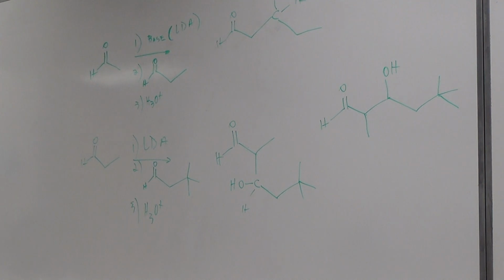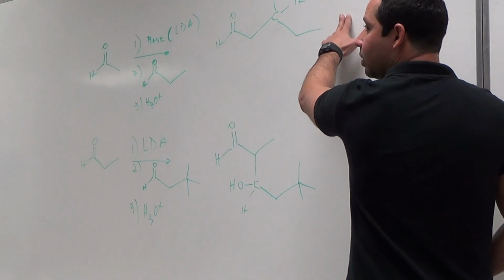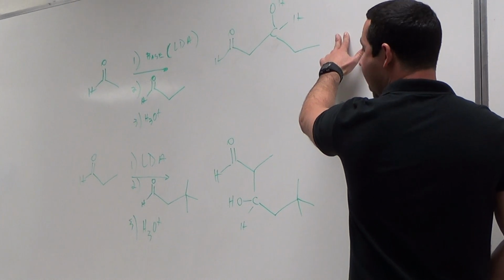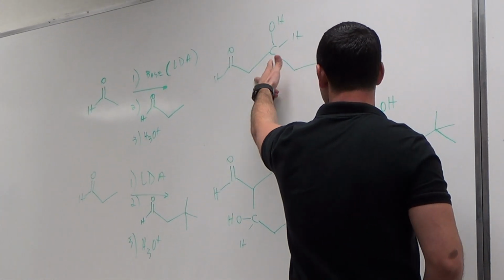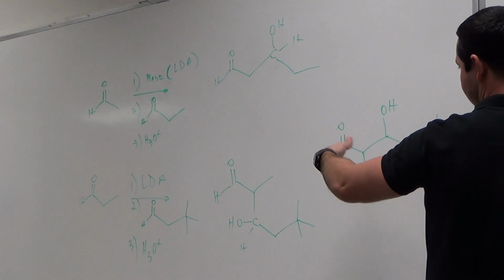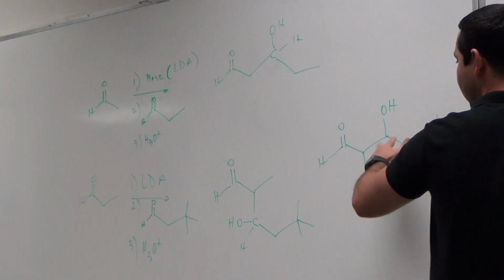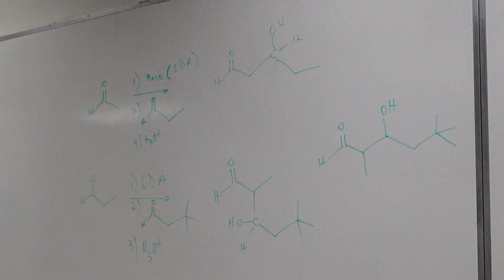Okay, if I now treat this, if I heat this now, what do you get? Alpha beta unsaturated, yes, double bond on here. If I treat this with heat, maybe base or maybe acid, what do you get? Double bond there. Okay? Yes or no? Tell me where this came from.